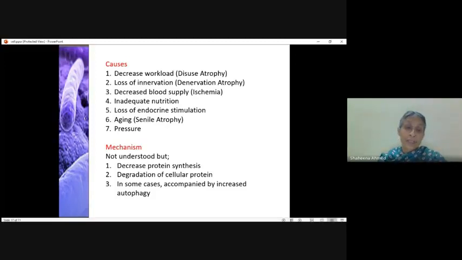Then loss of endocrine stimulation. Again, there are certain hormones which are essential in our body for normal functionality. If there is a loss or some pathology in these, you will see atrophy of the related tissues. Then aging, senile atrophy. This is as a person ages with the senile changes which occur, the normal physiological changes that you see as a person gets older, and as all the systems are slowing down, their functionality is decreasing, again you will see a lot of cells undergoing atrophy.